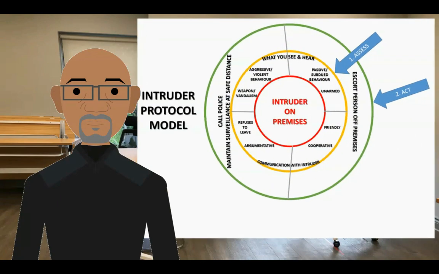The Intruder Protocol. The Intruder Protocol is to be used as a guide to help ensure your safety and the safety of others should you find an intruder or trespasser on the premises. The first step of the protocol is to assess.